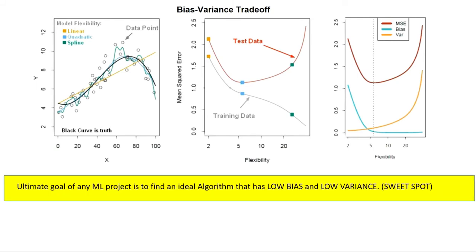Now, what we want to achieve here is that the ultimate goal of an algorithm and a machine learning project is to find an ideal algorithm that has both low variance and low bias. You can clearly see in the left graph that this quadratic equation is able to capture the true relationship represented by this black line, and it is the ideal algorithm for this problem set. And we were successfully able to find this sweet spot.